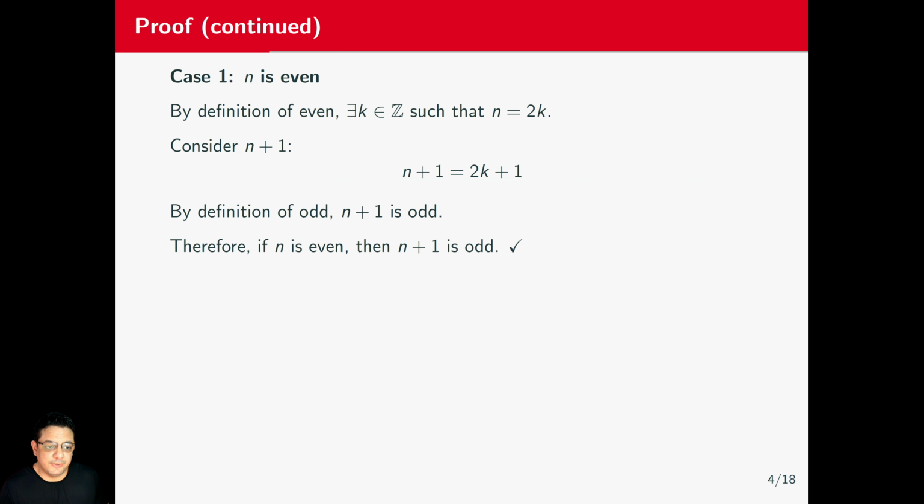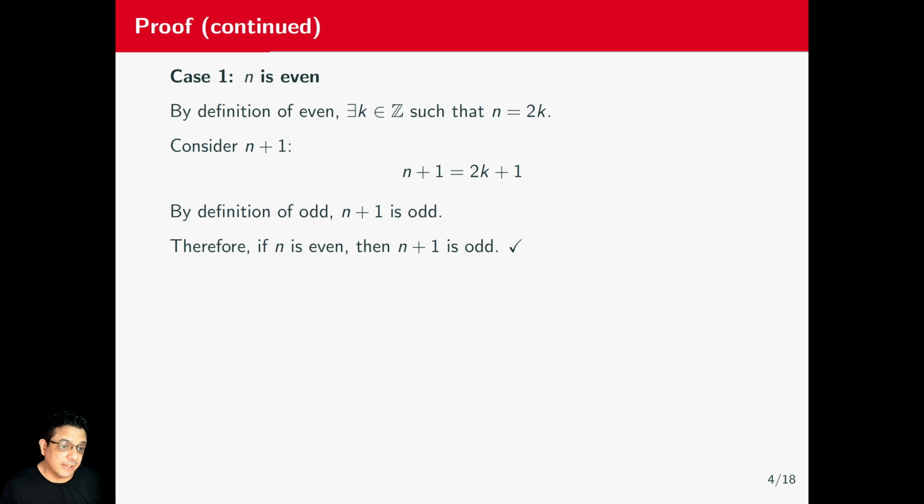First, let's go with the case where n is even. Notice that here our assumption is n is even. By definition of even, there is a k such that n equals 2k. Now, the consecutive integer is n plus 1, which can be represented as 2k plus 1. By definition of odd, that means n plus 1 is odd. Hence, if n is even, then n plus 1 is odd.